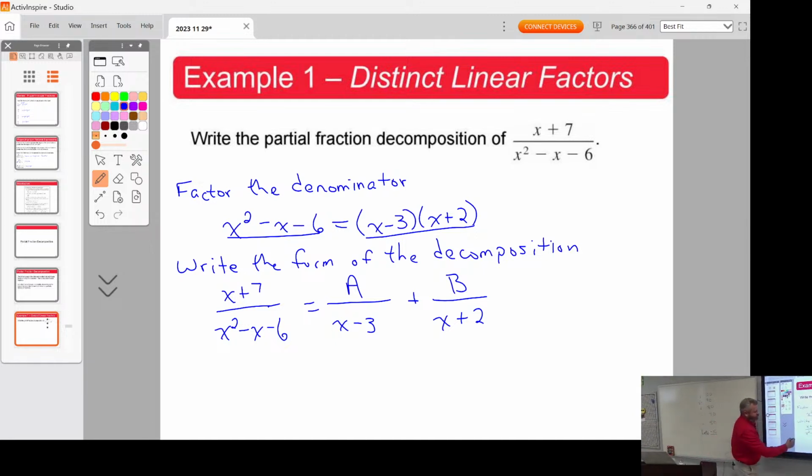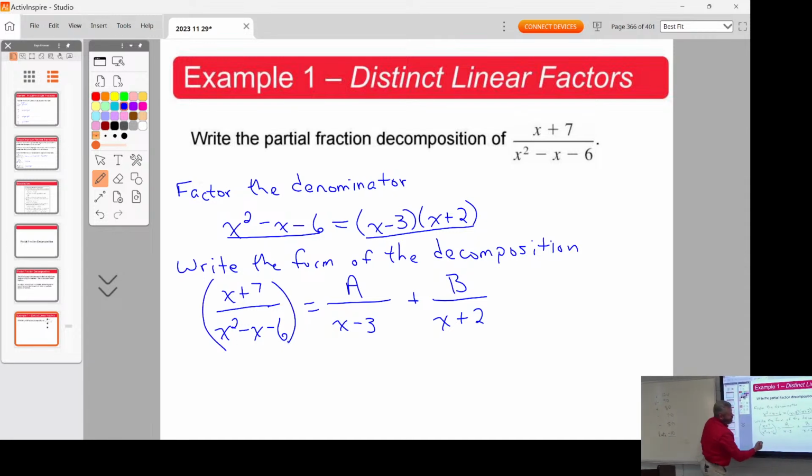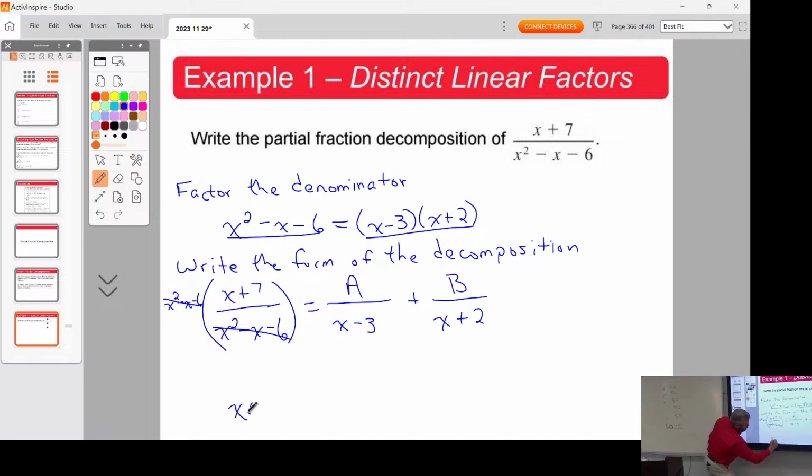Okay, so I'm going to multiply this side by x squared minus x minus 6. When I multiply the left side by x squared minus x minus 6, what just happened? This canceled this, correct? Okay, what's left?